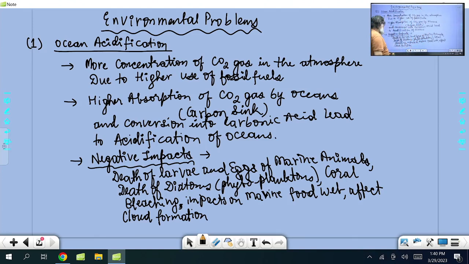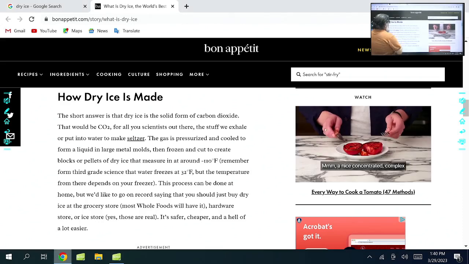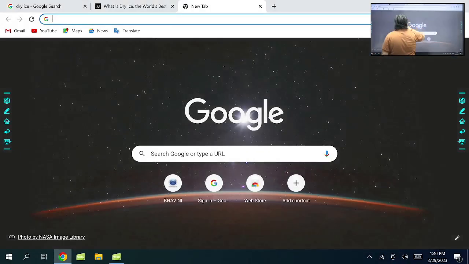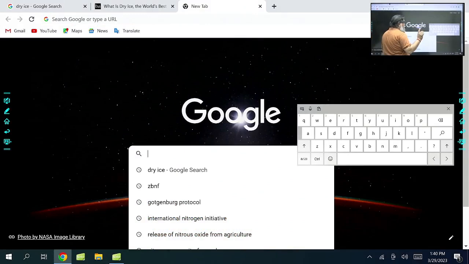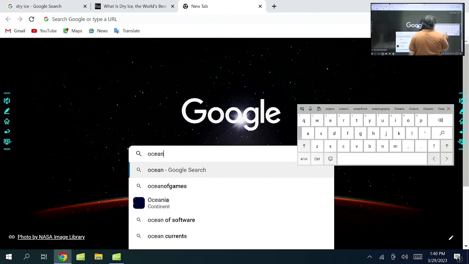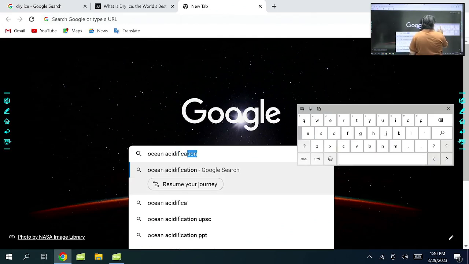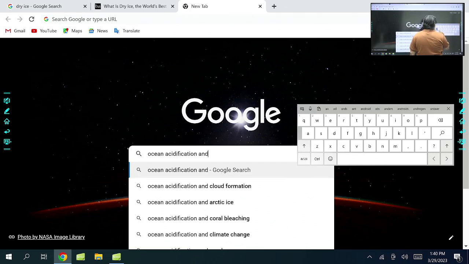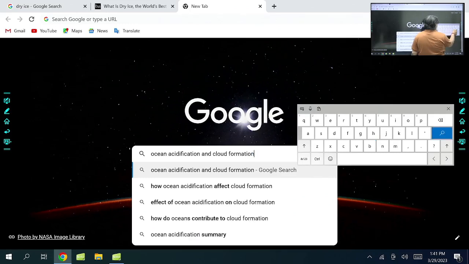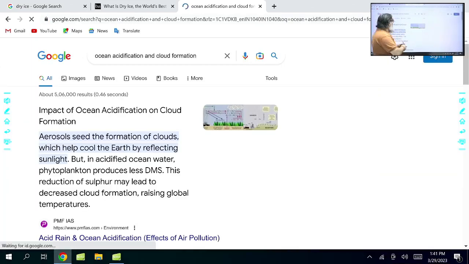I'll just take you to this part here. I'm just writing a very simple thing here: ocean acidification. I'll take you to one research article here. Ocean acidification and cloud seeding and cloud formation. Let me write the word formation. This word you can understand.